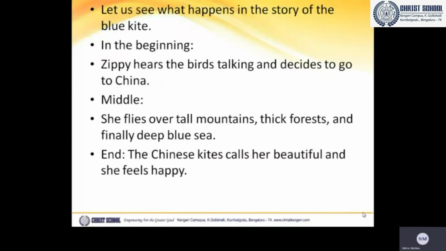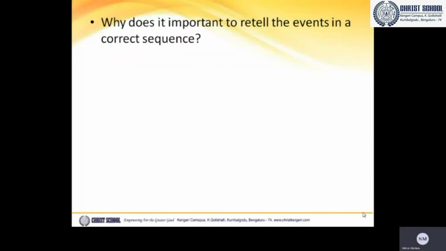In the beginning, Sippy hears the birds talking and she decides to go to China. And in the middle, she flies over mountains, thick forests, and finally the deep blue sea. And in the end, the Chinese kites call her beautiful and she feels happy. So this can be called a story map for the Blue Kite, right? Yes. Now, why is it important to retell the events in a correct sequence? Yes, it is very important to understand a story. To understand a story, you need to retell the events in a correct sequence. If you make a mistake in the order, it is very difficult for us to understand.